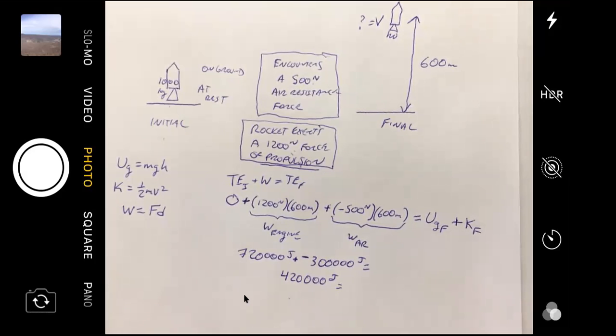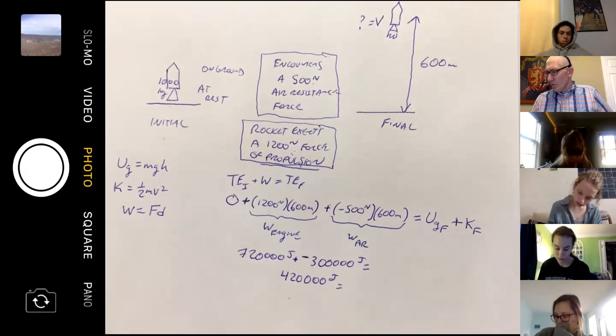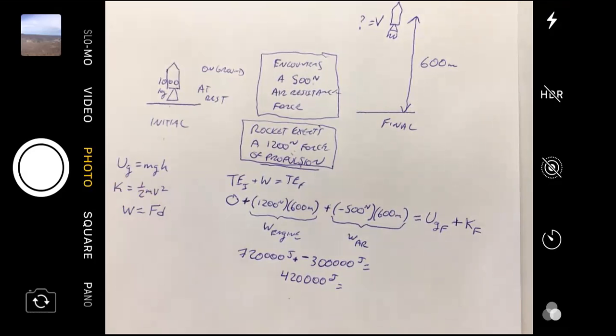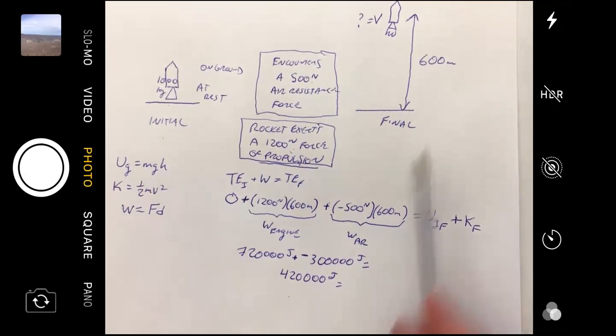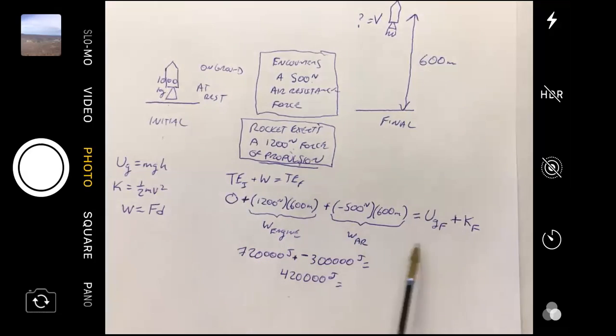Okay. Now let's go back here, and I'm trying to remember who else I've got. Did I have Aiden? Yeah, Aiden. Aiden, help me out here. Do you remember we've got the formula for potential energy over here? So what should we put as the potential energy 600 meters up here, 1,000 kilogram rocket? What's this term going to look like, Aiden?